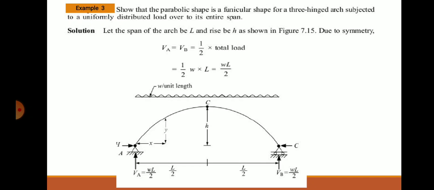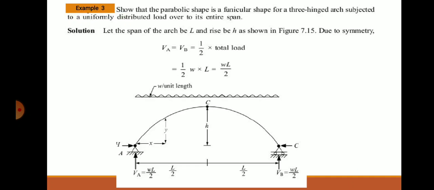So, for VA and VB, either you can do sigma MA and MB is 0, or since the load is equal, you can directly divide it into two equal portions, so that you will get the support reactions. VA and VB is equal to half of the total load. Total load is w per unit length, so w into L. So, it is WL by 2. VA is WL by 2, VB is WL by 2.